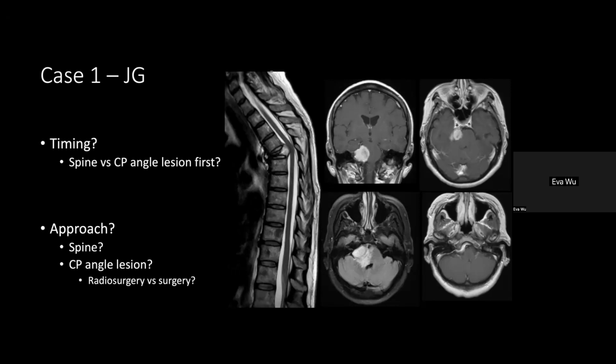Yeah, so I think that's reasonable, but they ended up doing the spine first just because they were more concerned, because of severe cord compression. And so they thought that, even though there's edema of the brainstem, that could wait. And so they ended up treating the spine first. And so if you were to do the spine, what approach would you do?